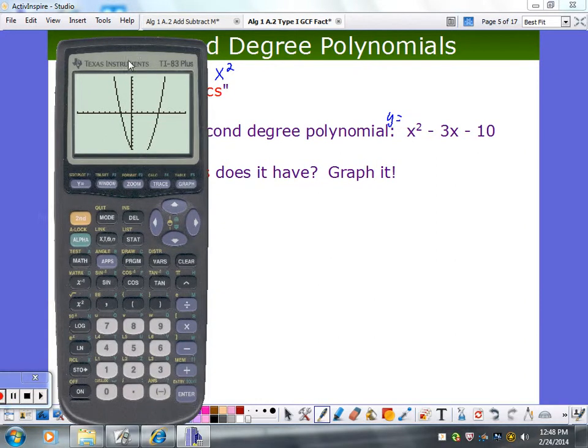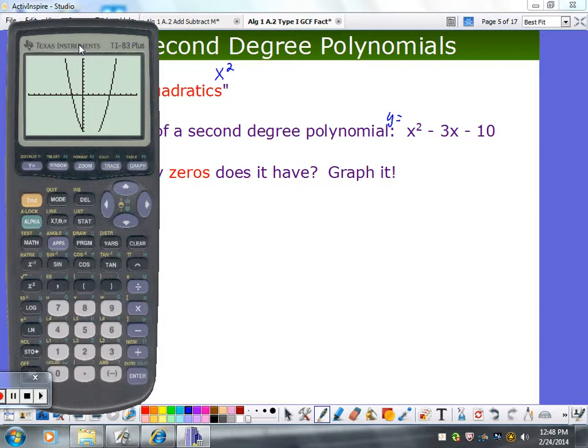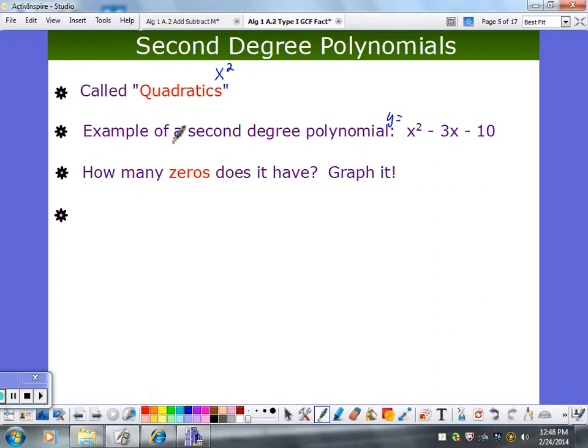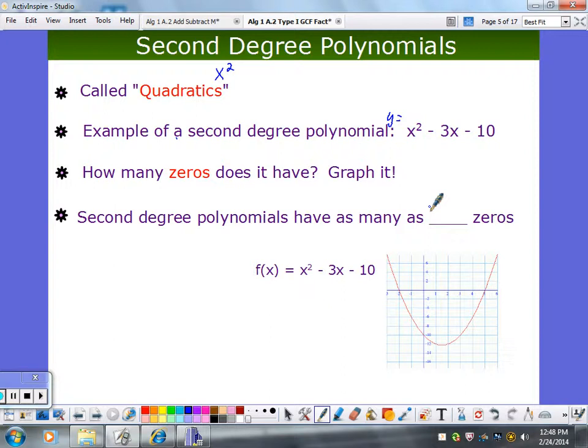Maybe you're not keeping up. It's okay. We're going to do it on one of these. But I just want to show it to you. It shows a little thing like this. I can smile. How many zeros? 2 zeros. Right? It can have as many as 2.